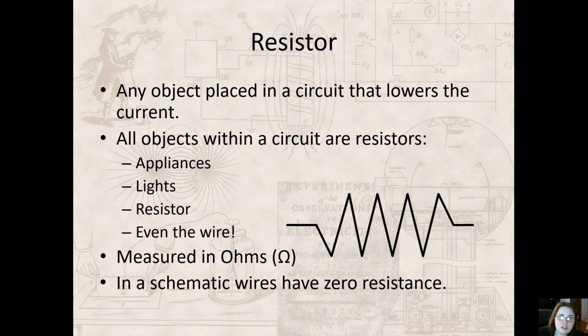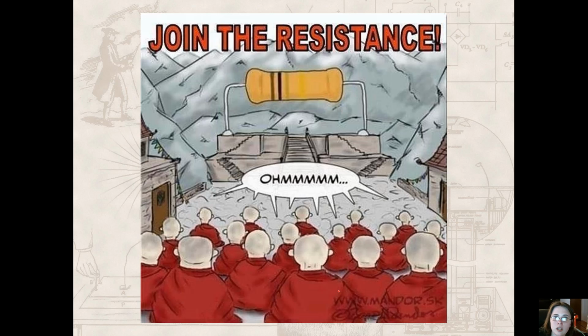A resistor, as we talked about before, controls how much current flows. And it just looks like a jagged line here. All of the following are resistors, like lights, resistors, even the wire causes resistance. And it's measured in ohms. In a schematic, wires have zero resistance. That's an ideal. It's physics world.